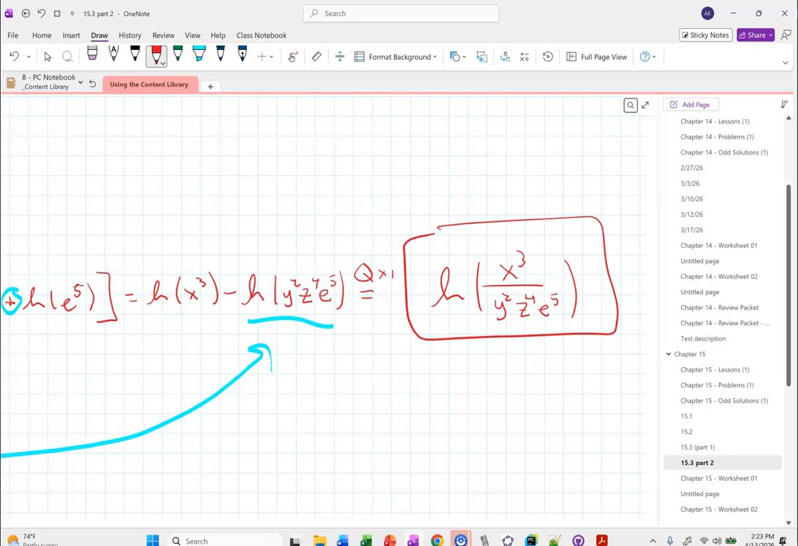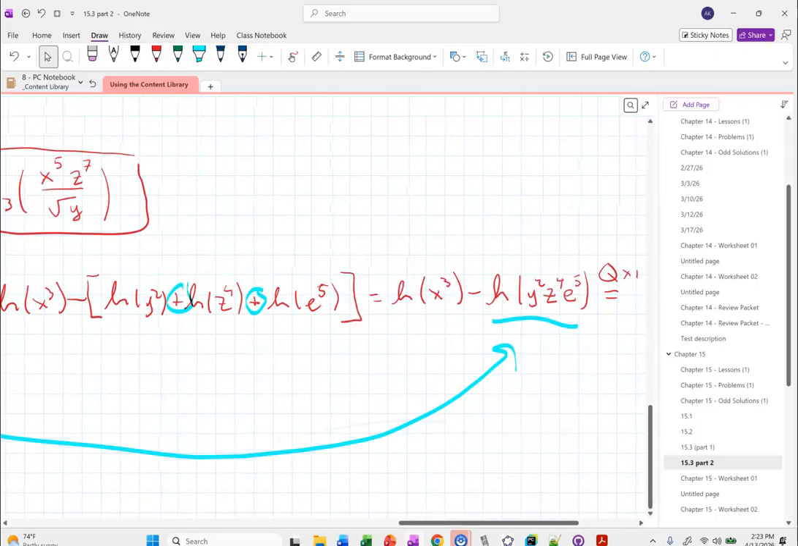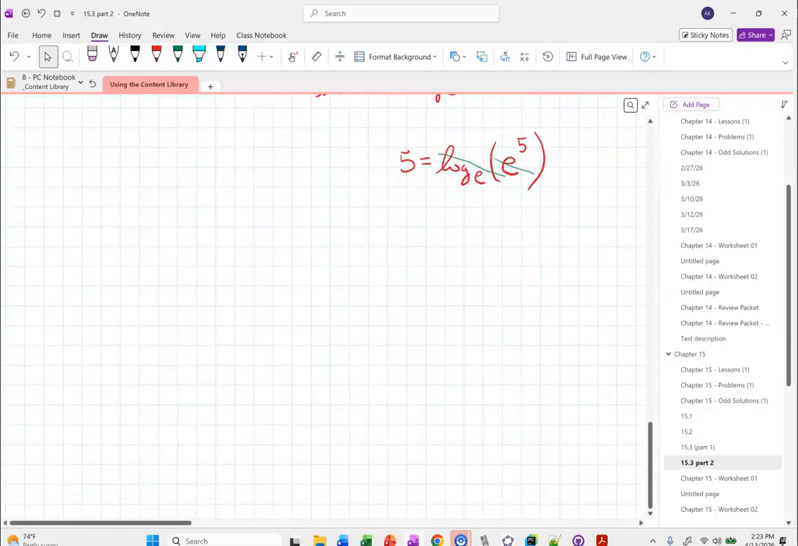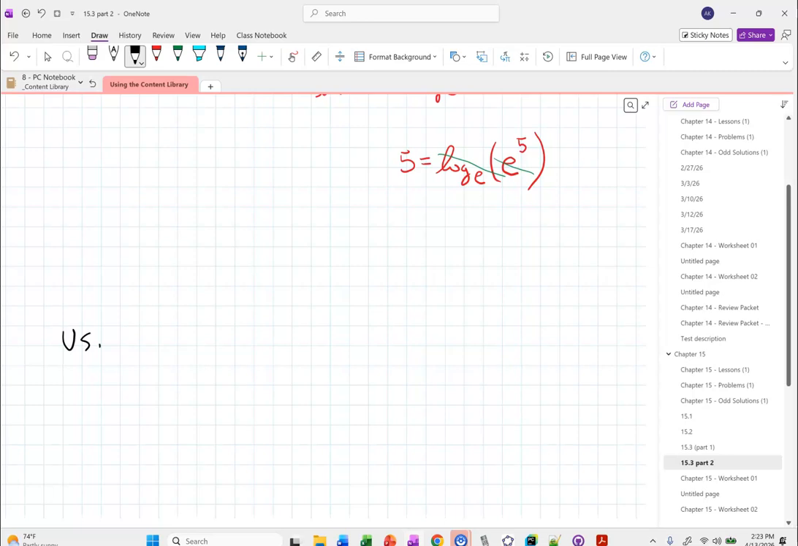What do you guys think? Okay, so I've shown you all the meanest tricks now. We have one last thing to show you. And that's just using the change of base formula.